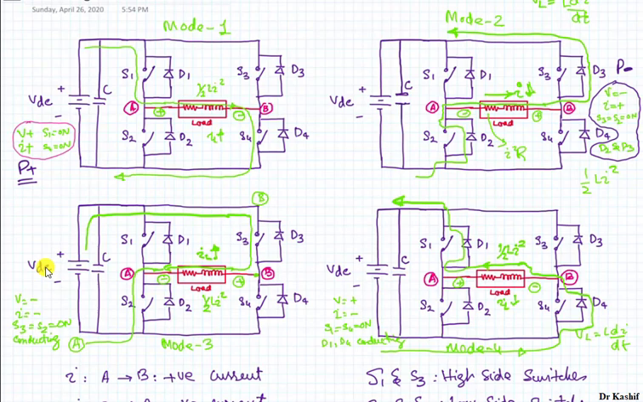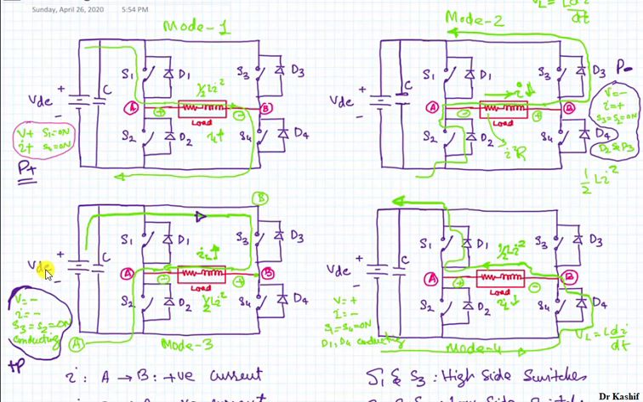Now if I come towards the third mode of operation, over here I can say the power will be positive again. Why? Because voltage is negative, current is negative, their product will be positive. So positive power means now the power is going to flow from your source towards your load. So the direction of the current is this one, and that is indicating that your energy is being delivered from your DC source towards your load.